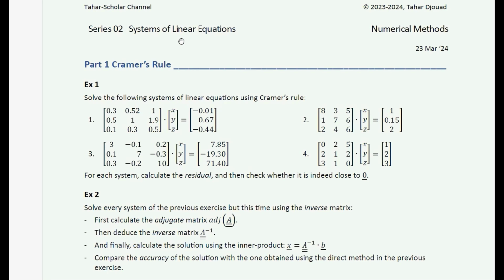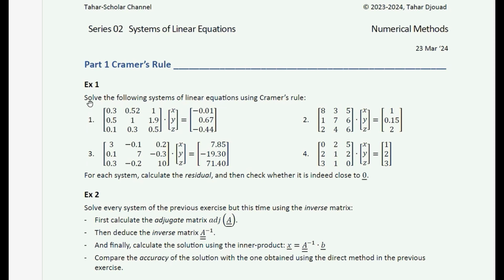Series number 2, Systems of Linear Equations, Tahar Scholar Channel, copyright 2023-2024, Tahar Jawad. I have started this channel on YouTube in September 2023. The module is Numerical Methods, and the date 23rd March 2024. I have written the series while I was preparing this chapter. So part 1, Cramer's rule. There will be, of course, more exercises when we progress in the chapter. So for this first part, we have 2 exercises.